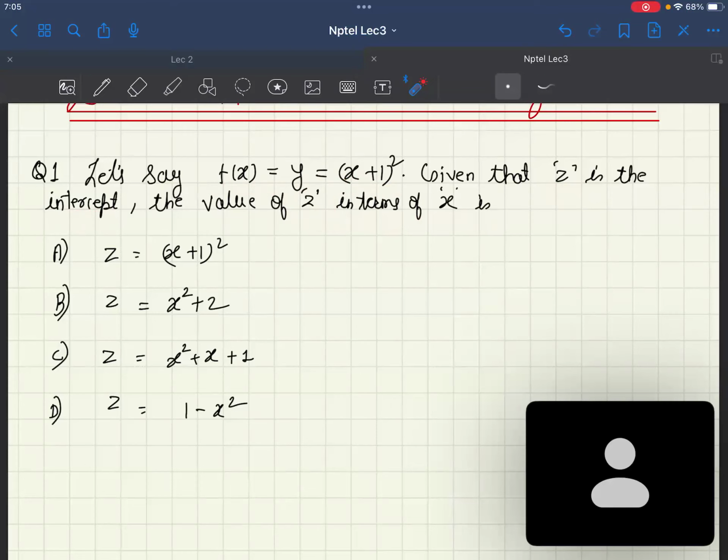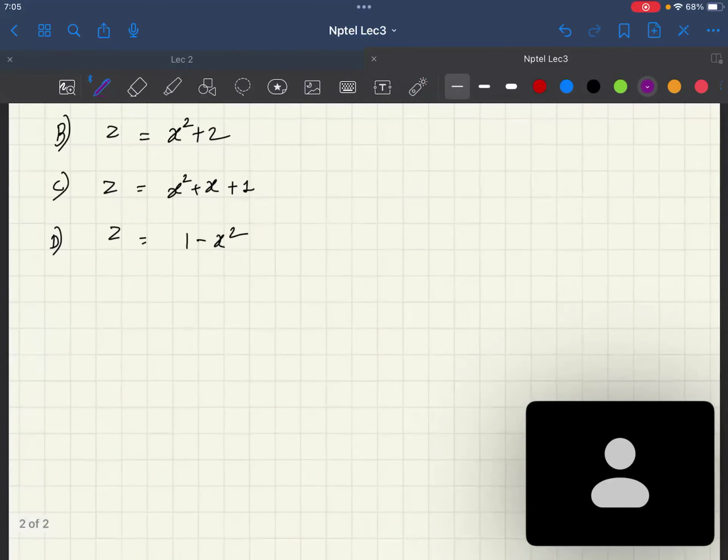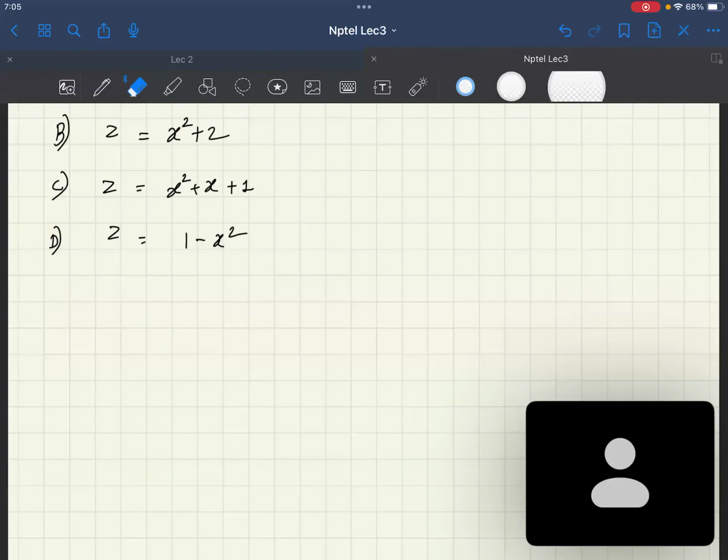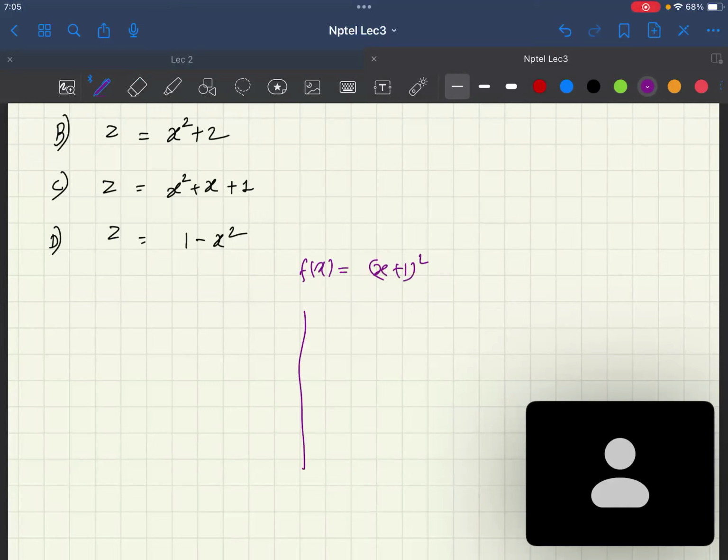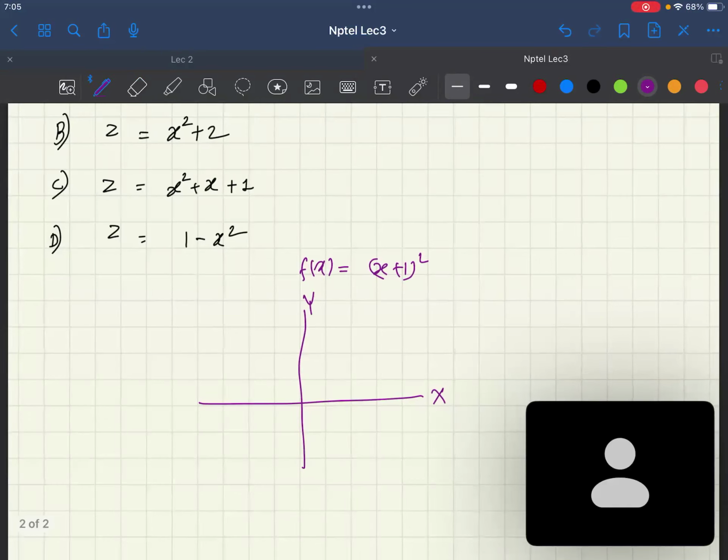So basically what is happening is, let's say this is some function. Let me use a different pen. Let's say solution. Here only let me draw. So let's say we have a function y equals f of x equals x plus 1 whole square. Let's say we have an axis like this, an x-axis and a y-axis, and let's say this function is like this. Now this is f of x.